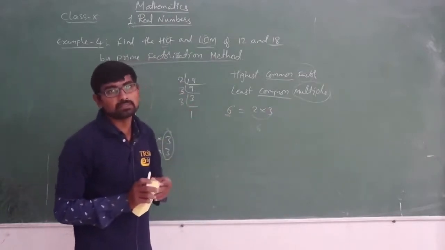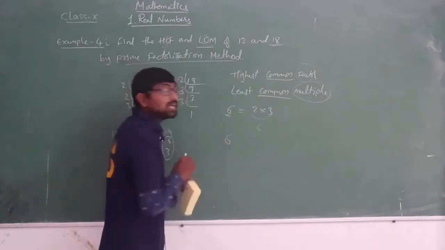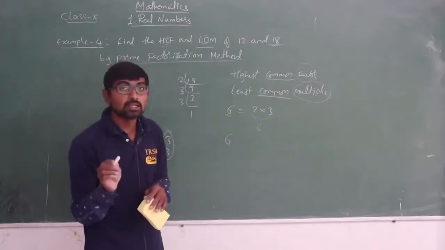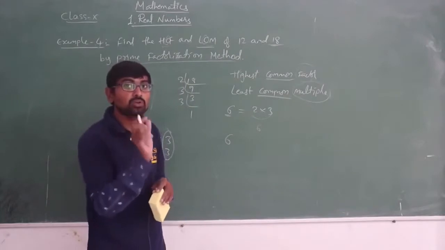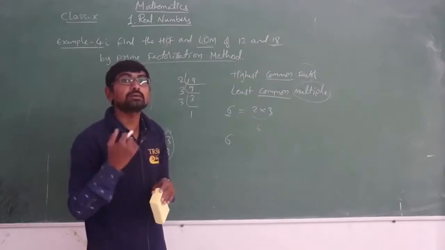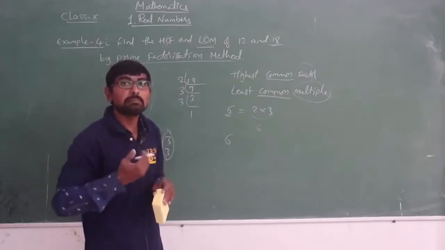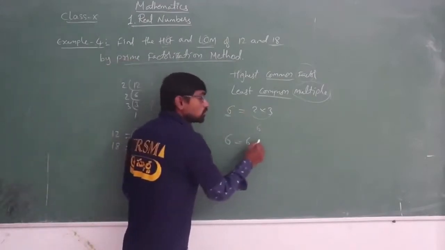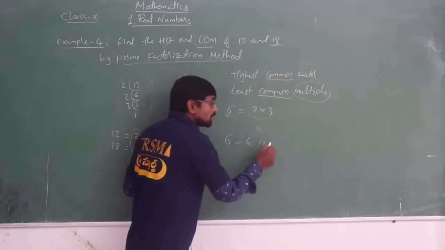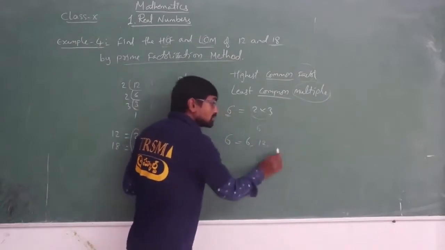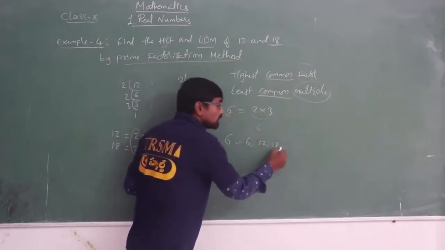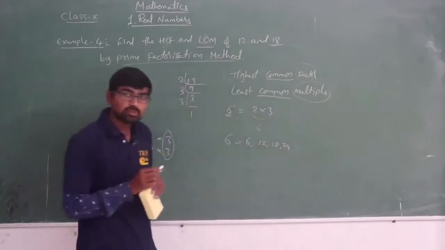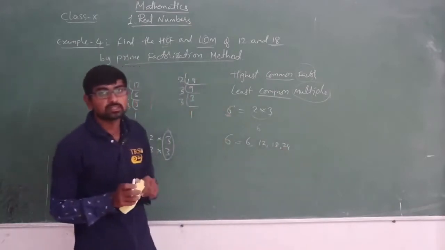And what are the multiples? If I ask you to write multiples of 6, the word itself tells you, multiple. What is the multiple? The table. So what are the multiples of 6? 6 ones are 6, 6 twos are 12, 6 threes are 18, 6 fours are 24. These all are the multiples of 6.